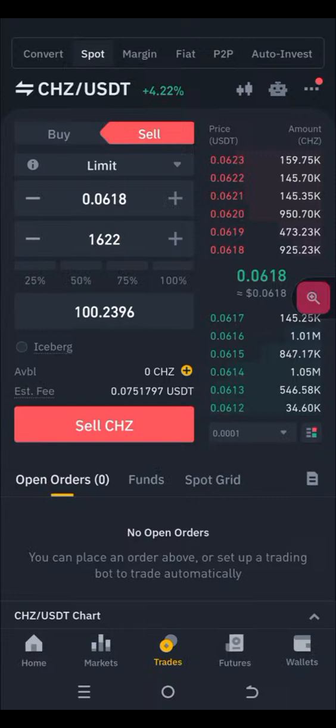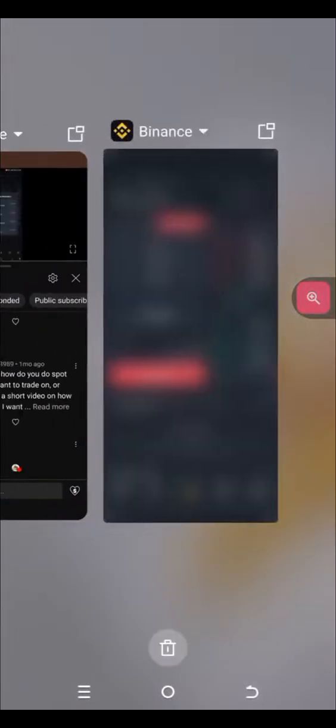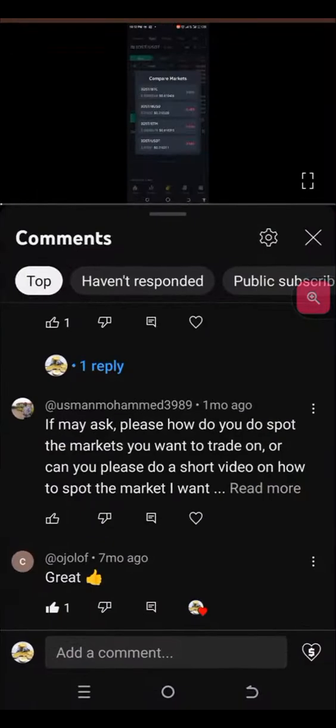Now, I'm just using this to show you an example of how to choose a market to trade. And I hope this has been clear to somebody. All right, let's go back into our questions and see what else we need to answer.